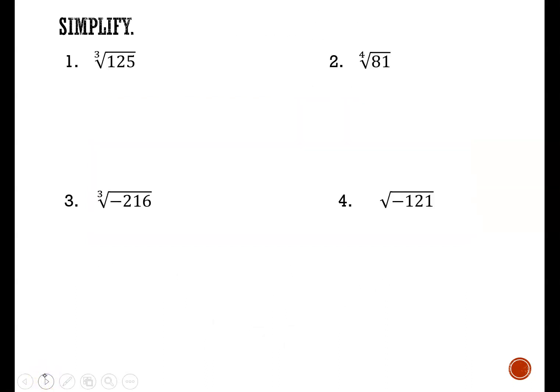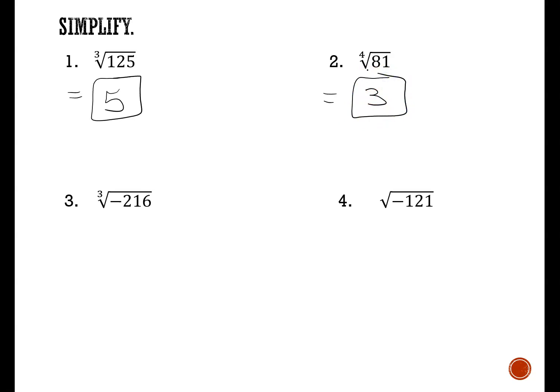Okay, so let's try a few examples. Cube root of 125. Again, I suggest you memorize those numbers that are in that perfect cube list. So you would recognize 125 is a perfect cube and 5 cubed is 125. So the answer is just 5. Fourth root of 81. We're going to square root twice. So the square root of 81 is 9 and the square root of 9 is 3.